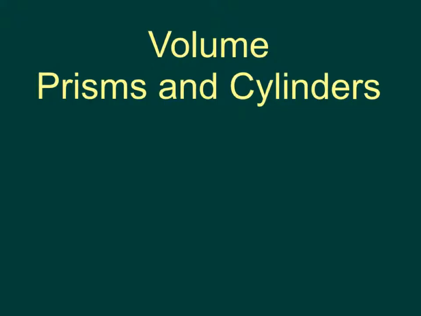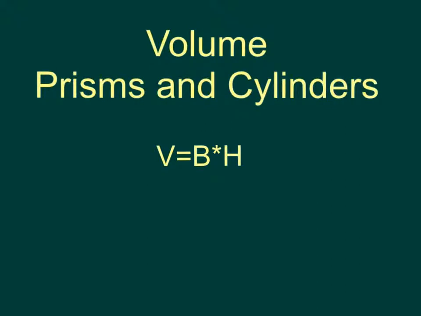Today we're going to talk about volume, and specifically the volume of prisms and cylinders. Alright, so now we see the base equation for volume in front of us, and that's V equals B times H. And that B stands for the area of the base. And the H is just the height of that shape.